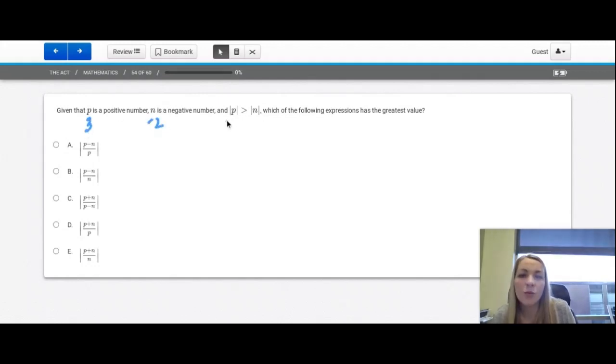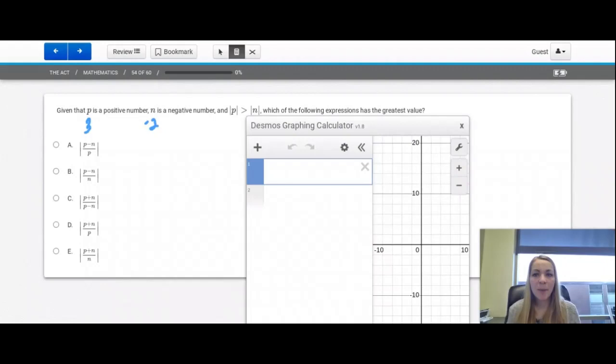And we can see this here real quick. The absolute value of 3 is 3, and the absolute value of -2 is 2, so this checks out. So this is where I'm just going to let Desmos do its magic again. I'm plugging in 3 for p, -2 for n, and then seeing which one of these wins out. Let's get that graphing calculator up. Okay, so here's what I'm going to do.